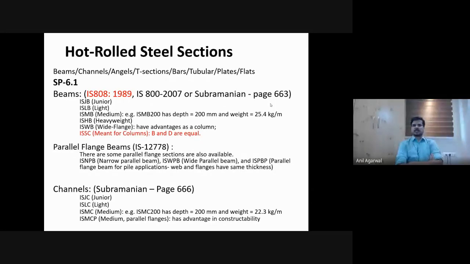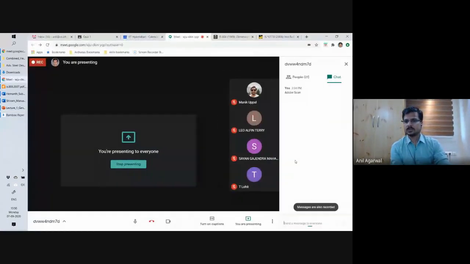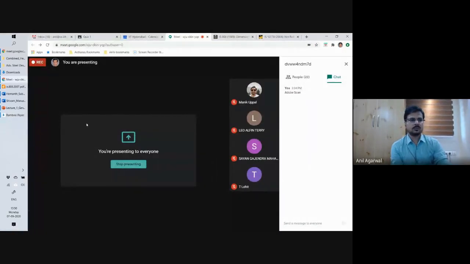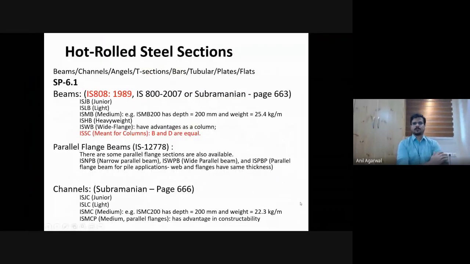There are various types of cross sections which are often used in steel construction. There is a message. Somebody has typed some message for me. What is that message from? Okay. If anybody has a question, you can just give me a shout.